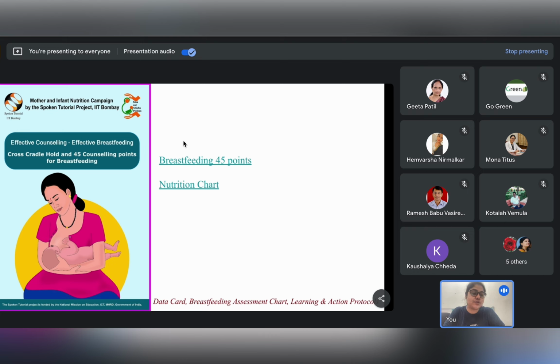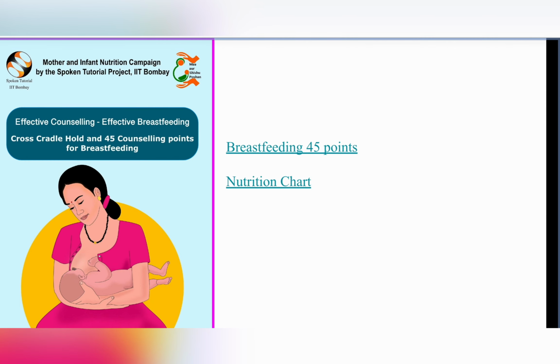And as I said, the data card, the breastfeeding assessment chart and the learning and action protocols will be very soon uploaded on the portal, right? So I hope nobody has any other doubt regarding the availability of the PDF versions of these. Do you have any other query regarding these?